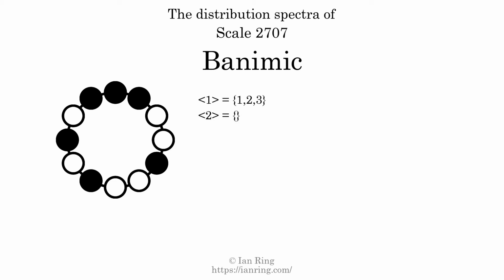The generic interval of 2 scale steps comes in 5 different specific interval sizes: 2 semitones, 3 semitones, 4 semitones, 5 semitones, and 6 semitones. The spectrum width of this generic interval is 4. The generic interval of 3 scale steps comes in 4 different specific interval sizes: 4 semitones, 5 semitones, 7 semitones, and 8 semitones. The spectrum width of this generic interval is 4.